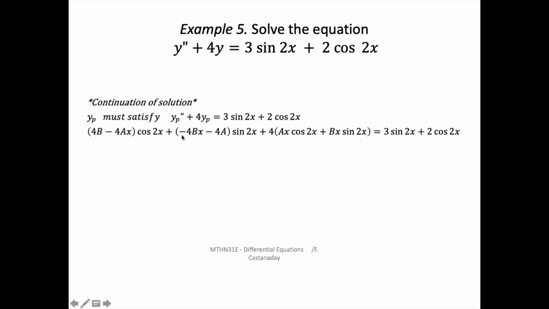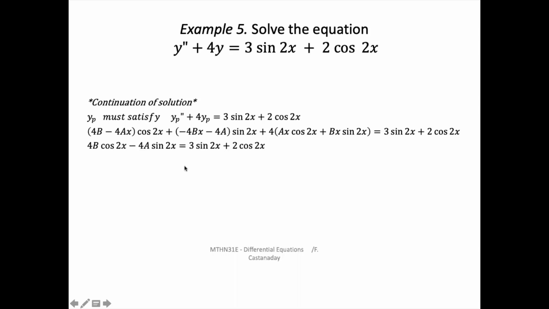For this term, you have negative 4bx sine 2x, and you have minus 4a sine 2x. So there's a similar term here, positive 4bx sine 2x. You can cancel this one because you have minus 4bx sine 2x here. So what will remain in the left member of the equation is 4b cosine 2x minus 4a sine 2x, equal to this right member of the equation.